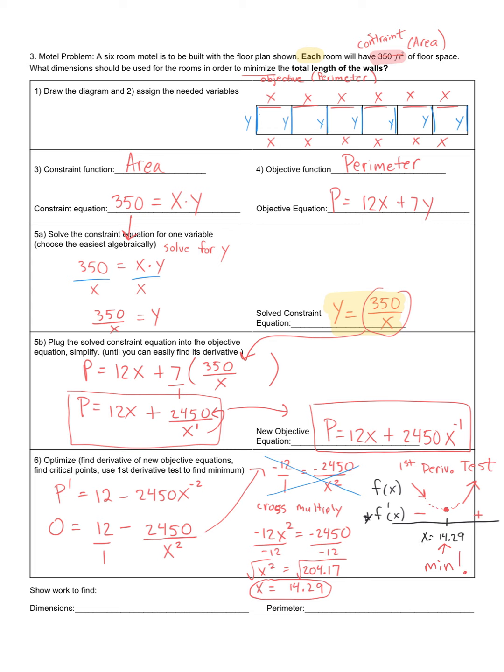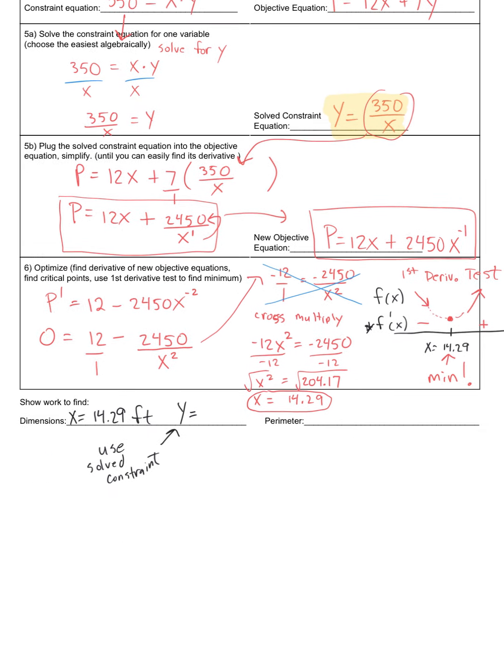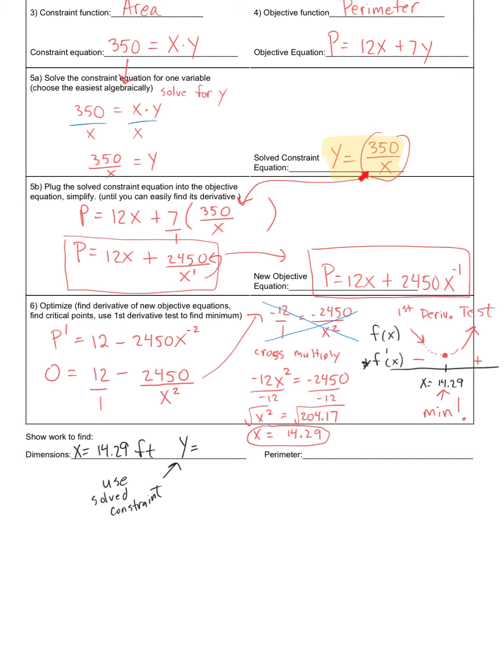Okay, now we answer the question. My x is equal to 14.29. I need units, so that is feet. To find my other dimension, I use my solved constraint. All right, you always go back to the solved constraint. All right, so I'm going to move this up so you guys can see better. My solved constraint is, of course, right here. So I just bring that down. y is equal to 350 over what x is. And x is 14.29. So if I take 350 and divide it by 14.29, I am getting 24.5 feet.